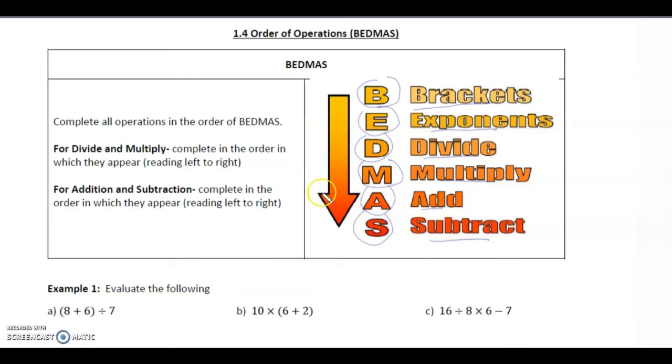Okay, we have to complete all operations in order of BEDMAS. But for the divide and multiply, we're going to complete in order from left to right. So exactly how we read it in order, that's how we apply division and multiplication. And then if we have addition and subtraction in our expression, then again we have to complete it reading left to right.